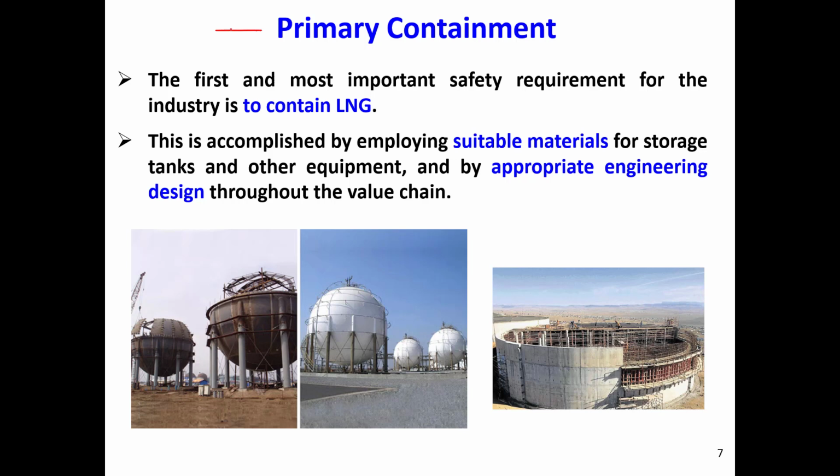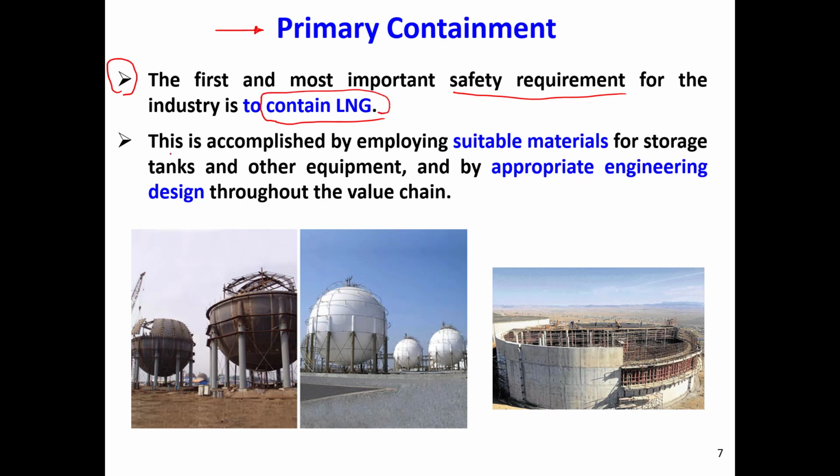As I said, we have several layers of protection. Now we will focus more on LNG facilities. We have several layers of protection, critical safety conditions. The first one is primary containment. Primary containment is the first step of protection and the most important safety requirement that we have in the LNG plant, and that is to have safely contained LNG.